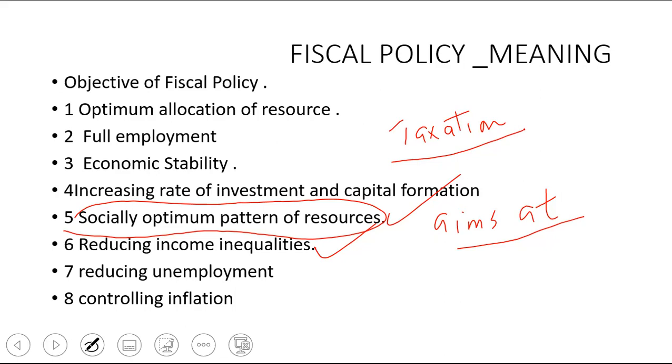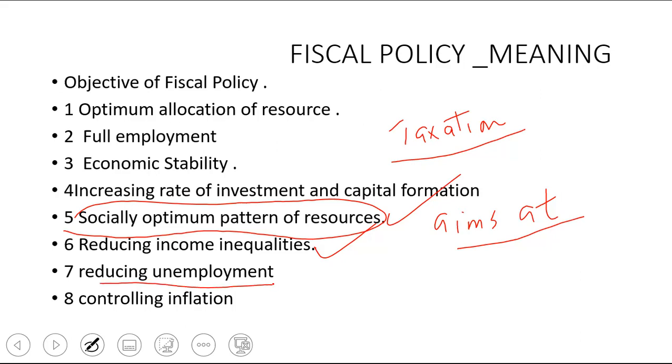Progressive taxation. Continue writing. Progressive taxation is the best example for this.